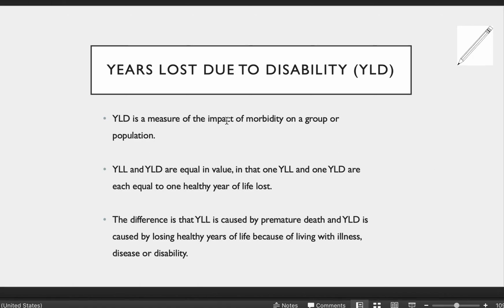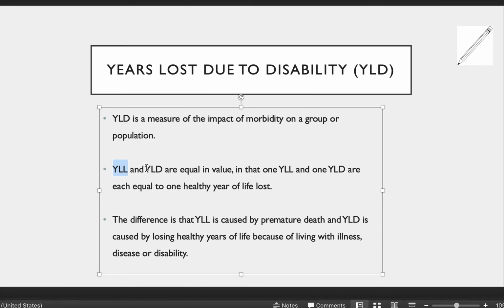So it's actually the impact of what morbidity can have on a group of people or a population. Both YLL and YLD, years of life lost and years lost due to disability, are both worth 1 calendar year. However, while YLL is premature death, YLD is losing healthy years while living with illness.